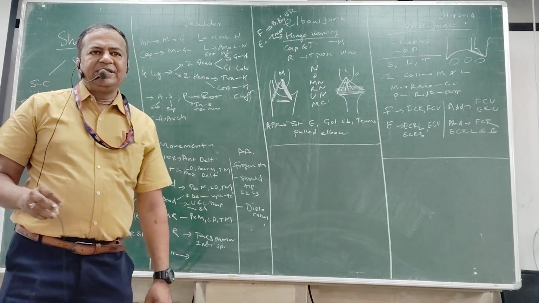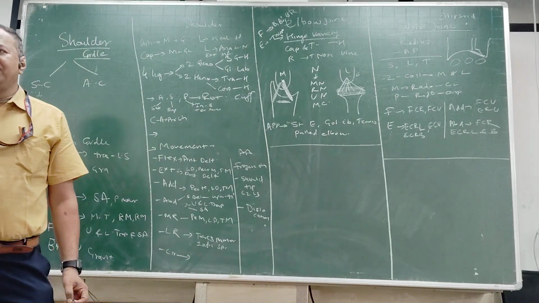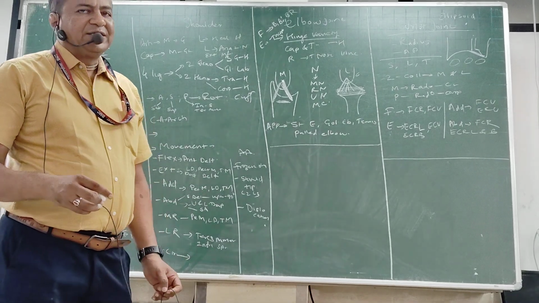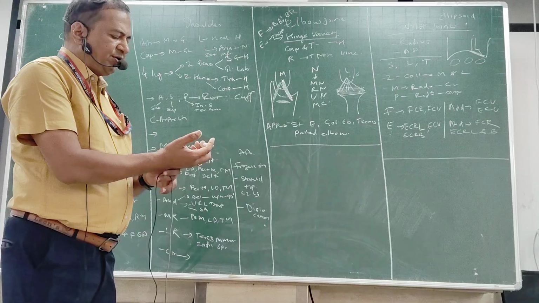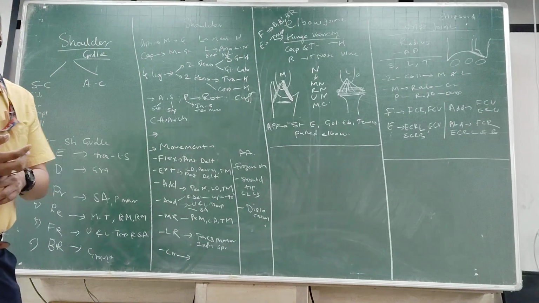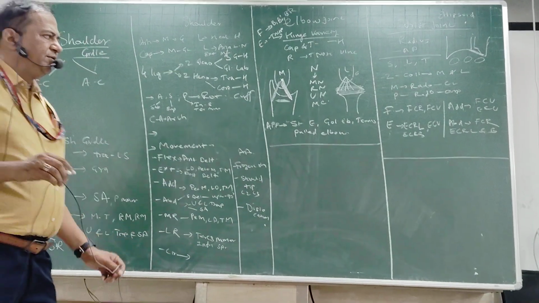Wrist joint inflammation can lead to carpal tunnel syndrome. There is ganglion, very common because of friction, seen on the wrist joint.